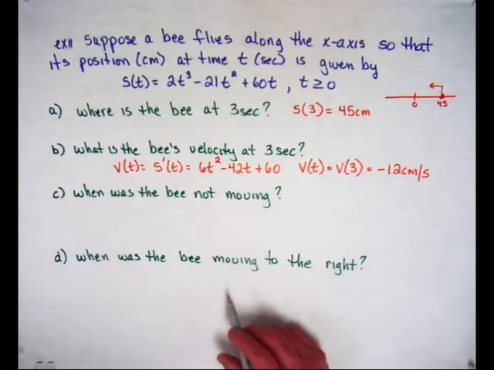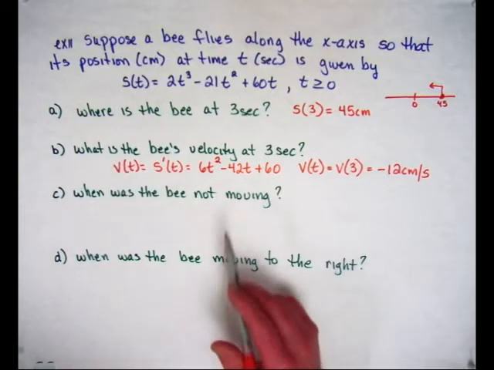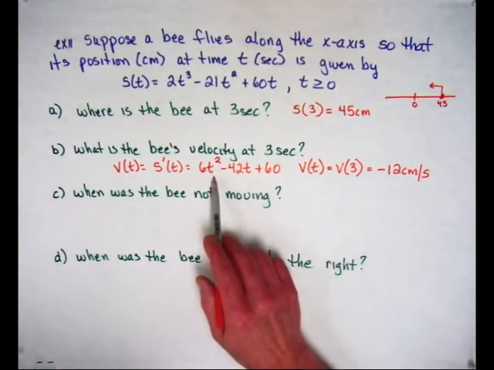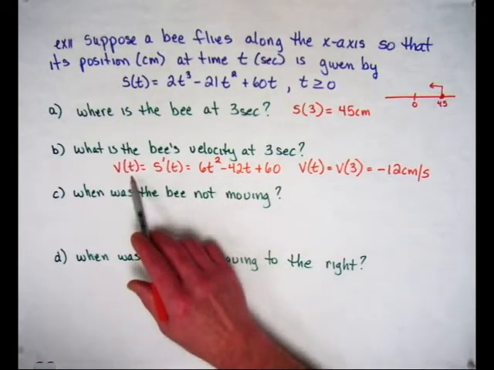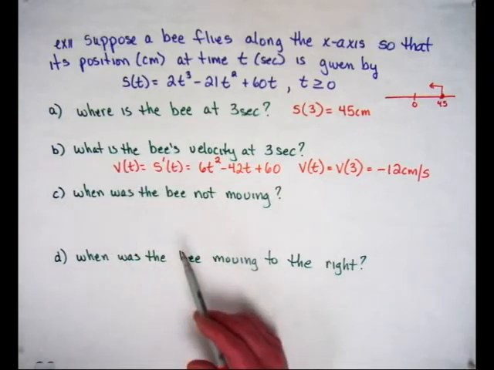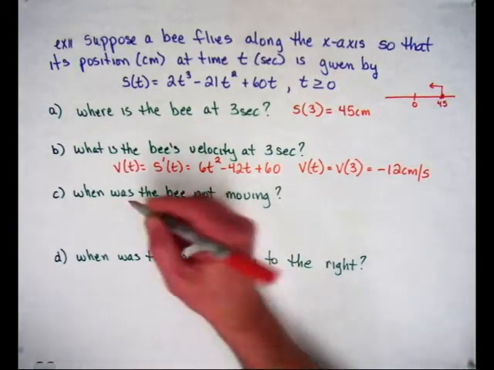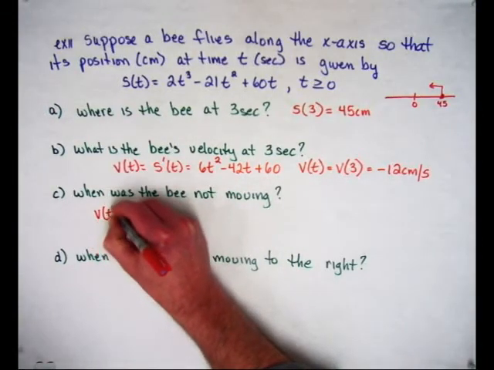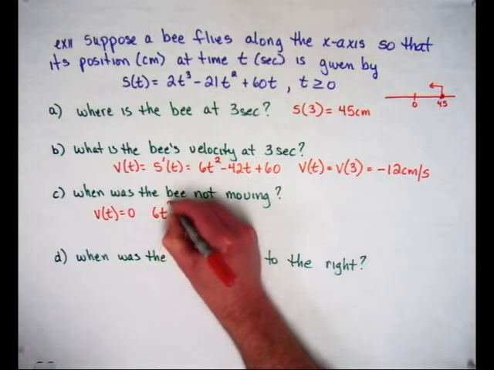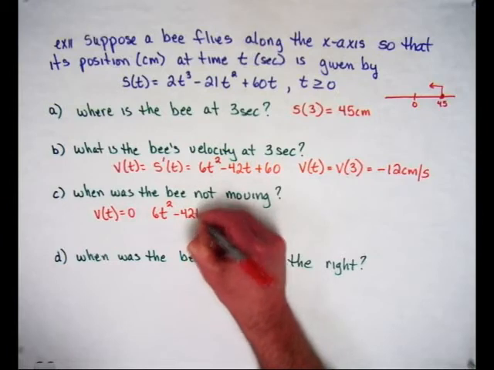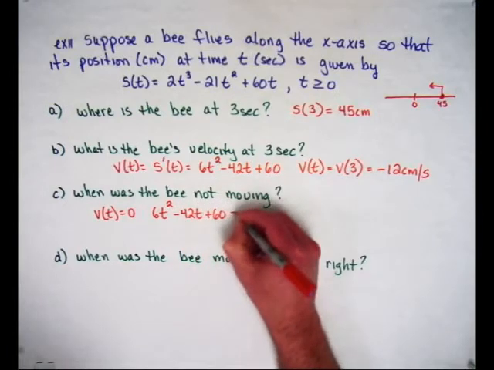The next question says, when was the bee not moving? So again, we just have to ask ourselves, well, what physical trait does that mean? If the bee is not moving, then it has 0 velocity. So I need to take the velocity function right here, v of t, and I'm looking for the time when the bee was not moving. So its velocity is going to be 0. So what I'm going to do here is I'm just going to plug the number 0 in for the velocity. So I'm going to say v of t equals 0, which gives me 6t squared minus 42t plus 60 equals 0.